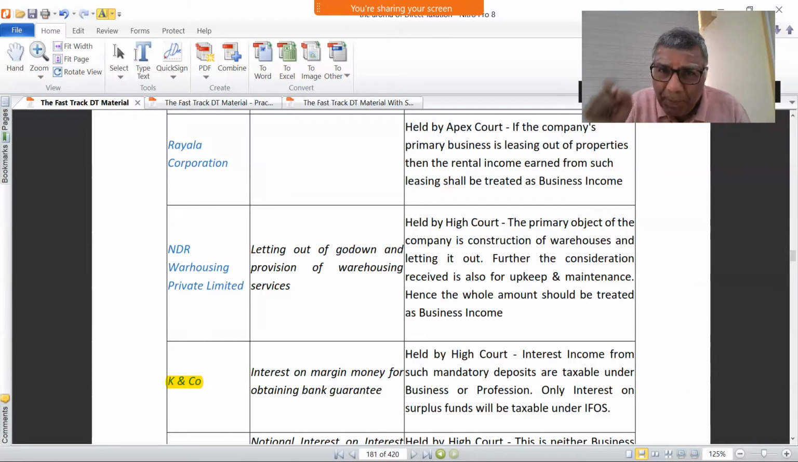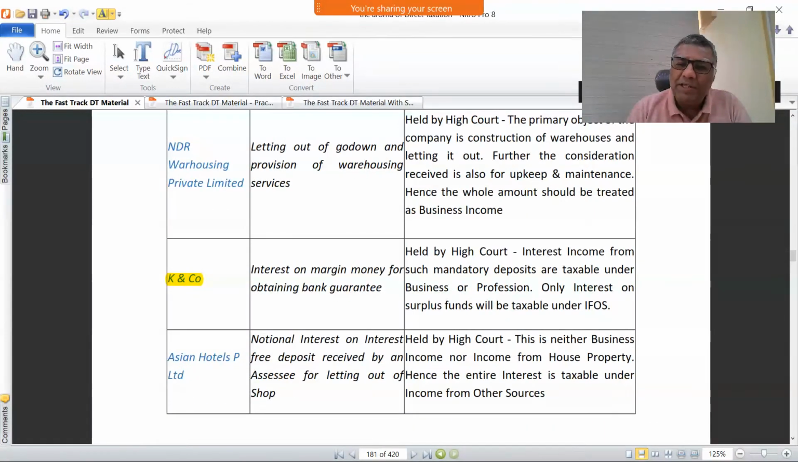If surplus funds are invested, that interest is taxable at IFOS. Once more, if surplus funds are invested, that interest is taxed under IFOS. Only if margin money, which is essential to carry on my business, is invested, that is taxable under PGBP.